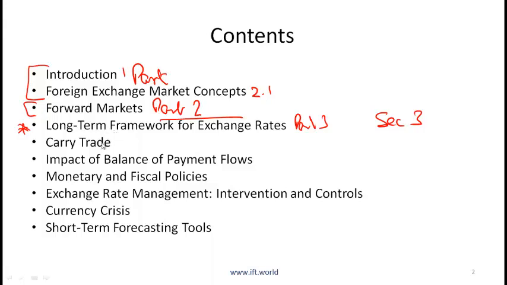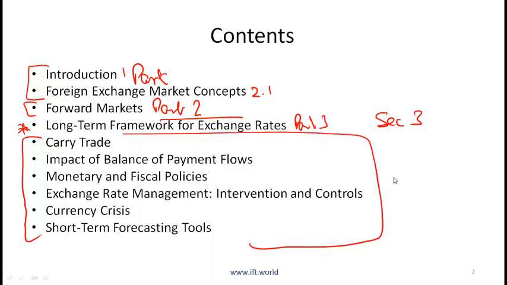segment. And then finally, sections 4 through 9 in the curriculum are relatively short, and these have been bundled together in part 4. So all this is part 4 of my video lecture series.